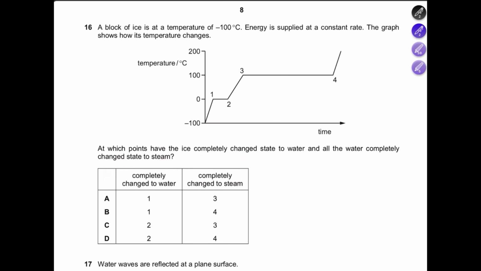Okay, so you can see that this is ice. Here between 1 and 2, ice is melting. So at point 2, it has completely melted. That's why the temperature began increasing after this. To completely change to steam is obviously going to be point 4, because after that point, temperature began to increase. Change of state has finished.